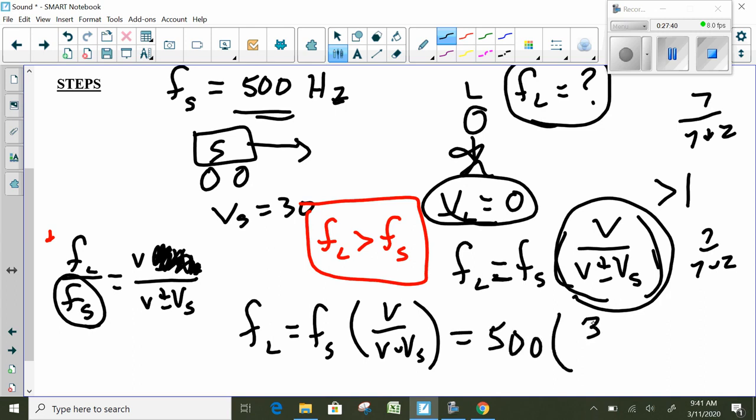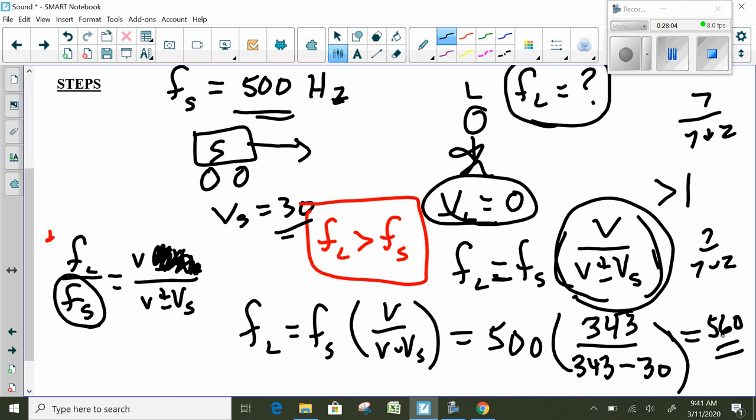I'm going to put numbers in now. Remember, V is the velocity of sound at the temperature, and we'll assume it's 20. I'm going to say minus, and the velocity is 30. I apologize, I don't know what this number is because I don't have my calculator with me. But if you look at this, this is definitely bigger than 1. So it's going to come out to be like 560 or something like that. You'll have to check that. But I know it's bigger. So when I get this number, I'm going to say, yes, met that condition.